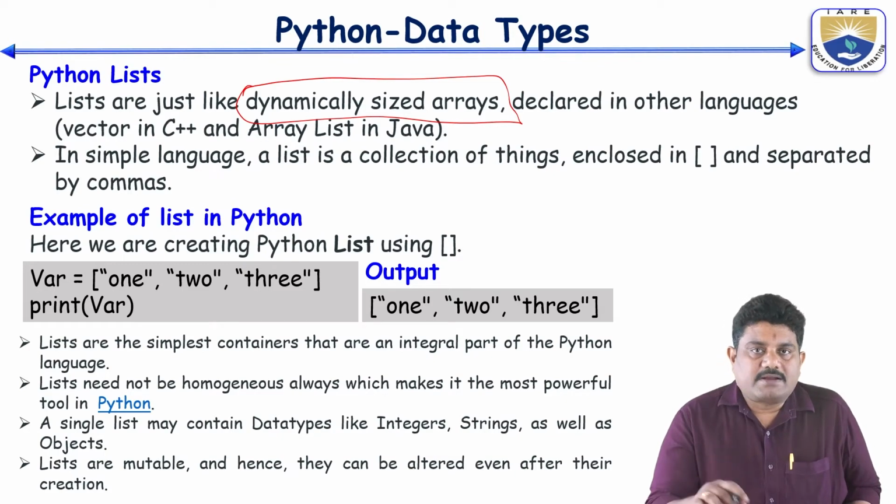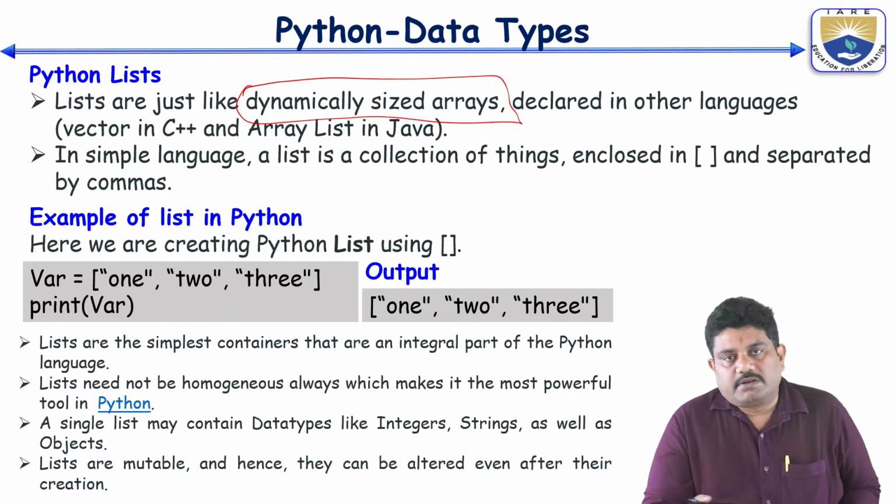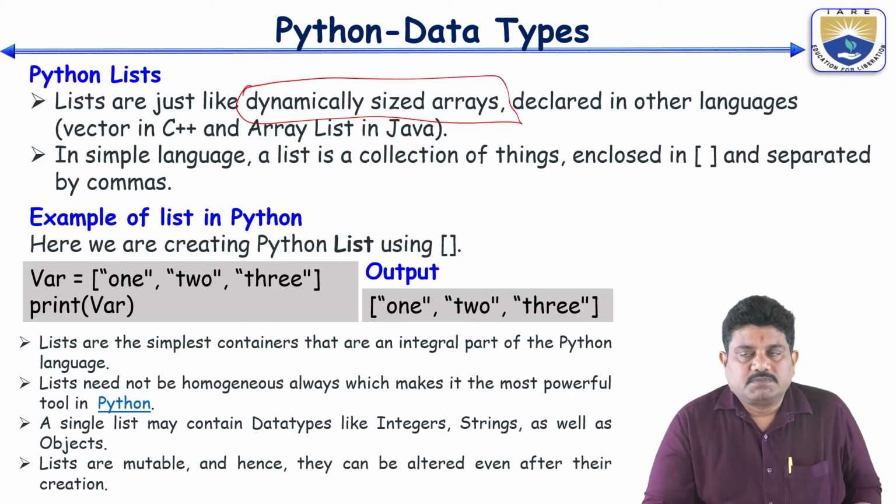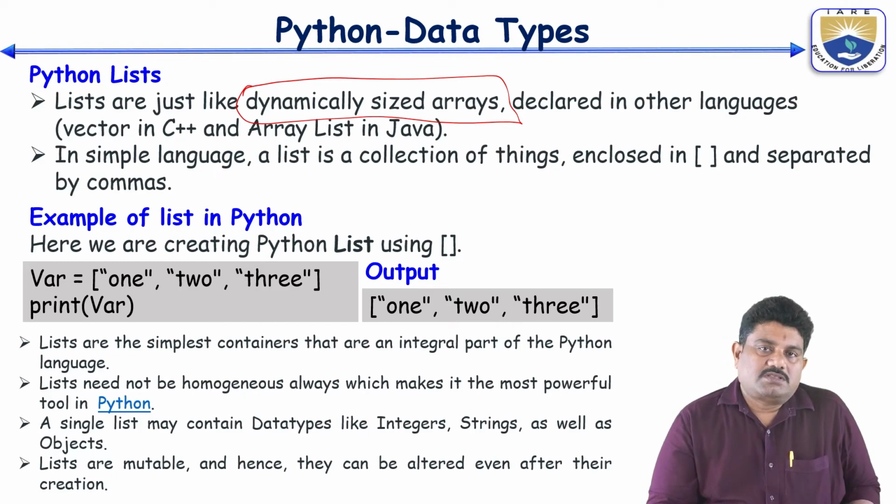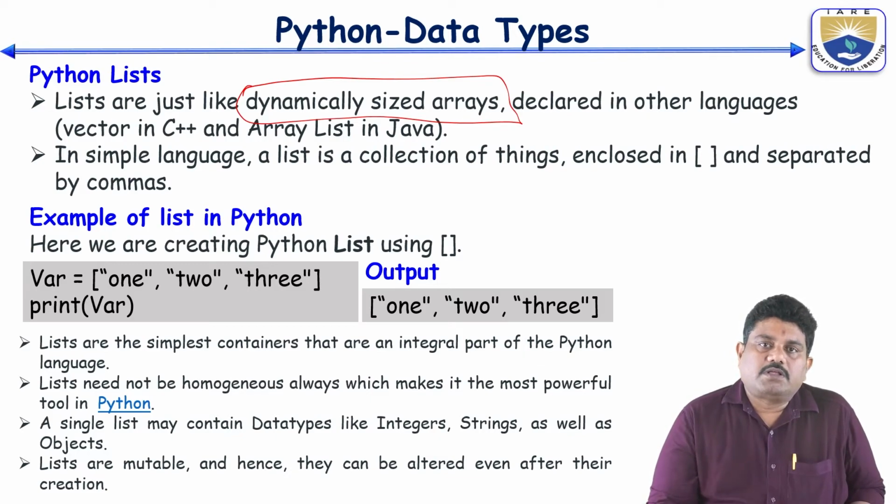It means you can add some more values to the list if you want, or if you want, you can remove some values from the list. Static means you cannot change, but dynamic means you can extend the list or you can compress the list. Whatever operations you want, you can perform. That is the dynamically sized array.